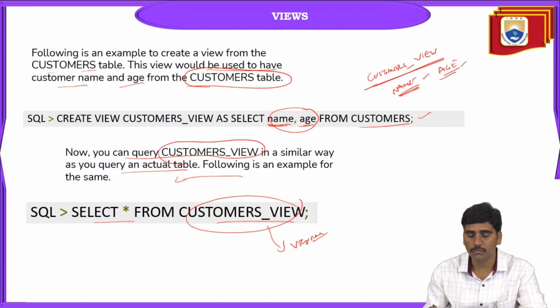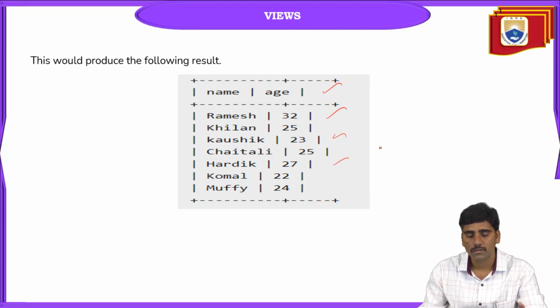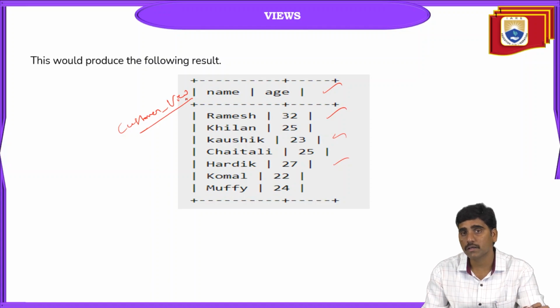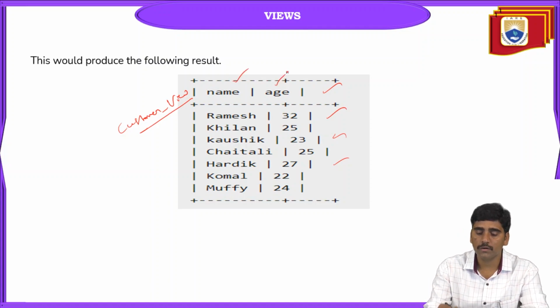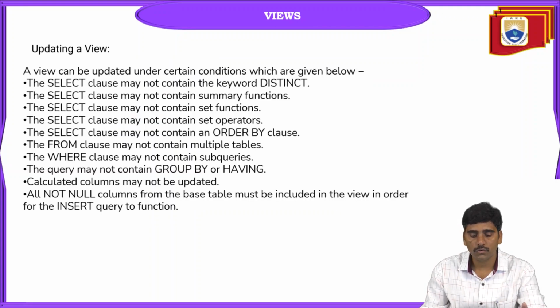Select star from customer view. In the customer view, you can see whether those two, name and age, are added or not. This will produce the following result: name and age. So this is the customer_view, the view which is created for only the name and age columns.